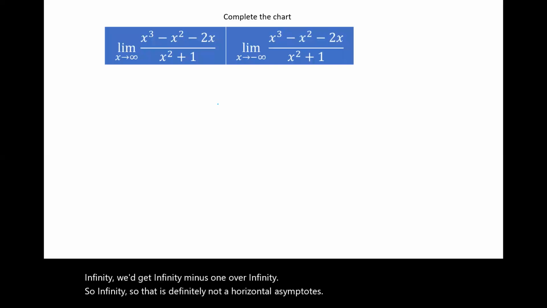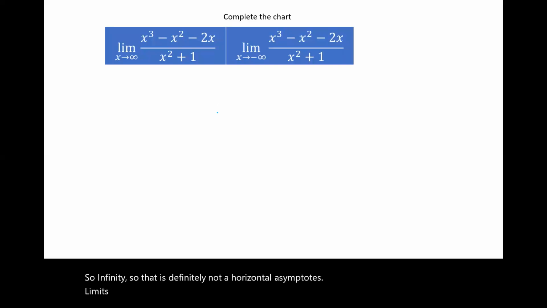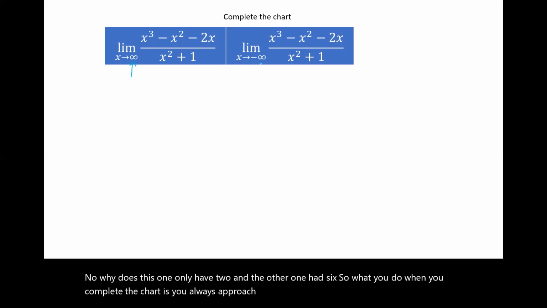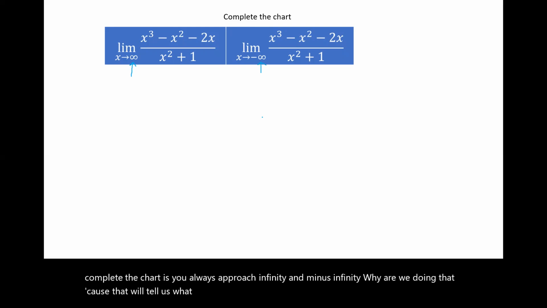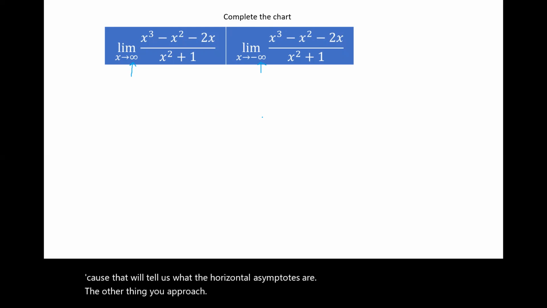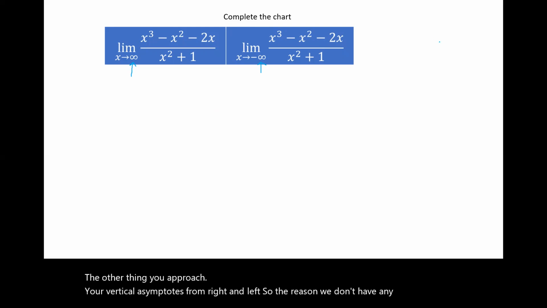Limits. Now, why does this one only have 2 and the other one had 6? So what you do when you complete the chart is you always approach infinity and minus infinity. Why are we doing that? Because that will tell us what the horizontal asymptotes are. The other thing you approach, your vertical asymptotes from right and left. So the reason we don't have any others is because we did not have any vertical asymptotes.